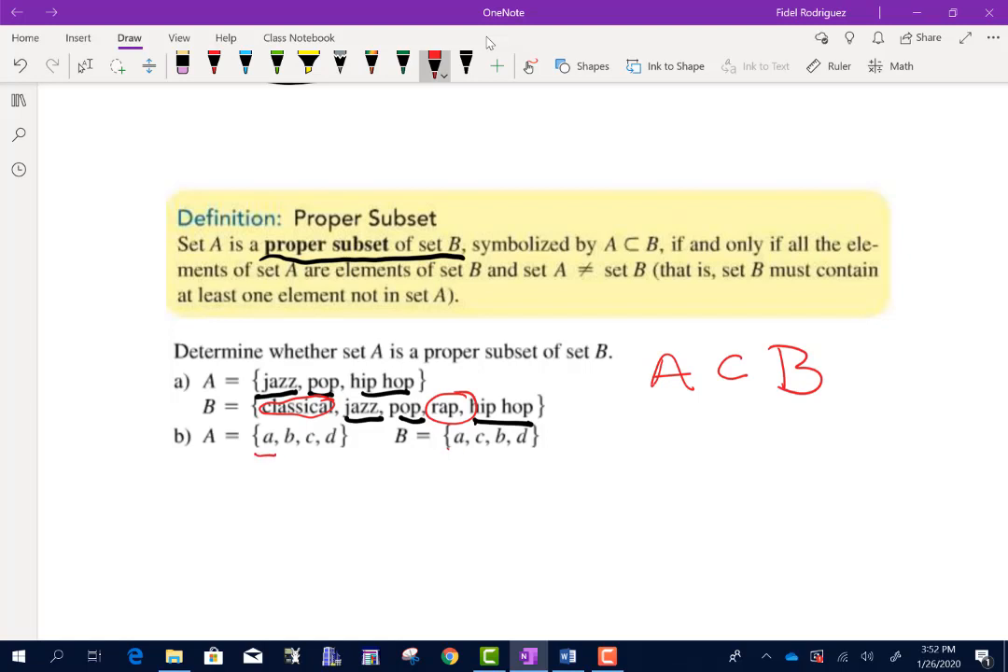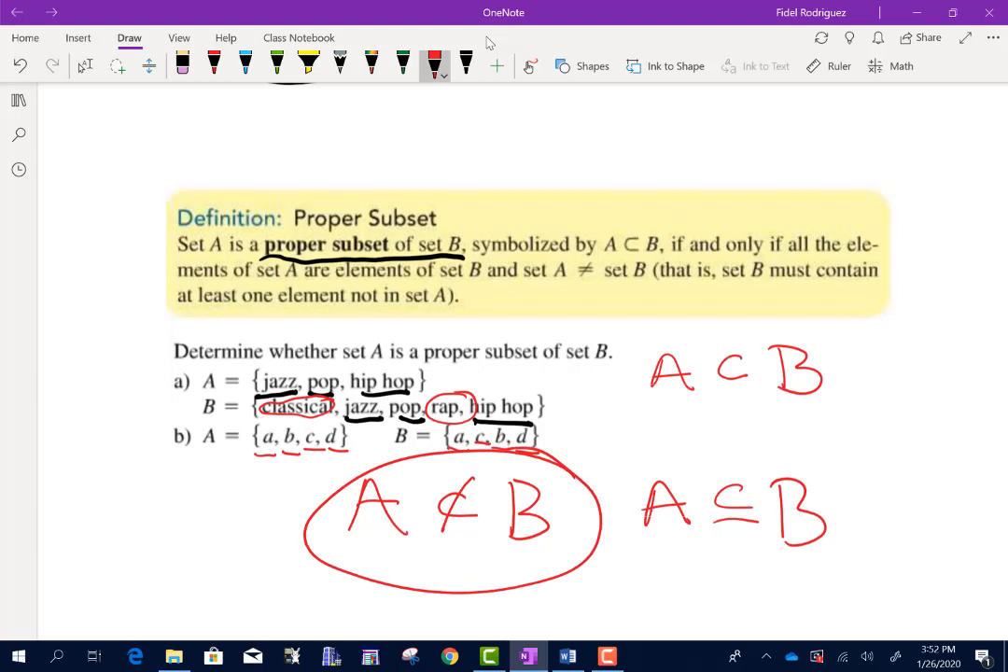Here's A, here's A, here's B, here's B, here's C, here's C, here's D, here's D. There's nothing left over here that wasn't over here. So in this case, we would say A is not a proper subset of B. Now, I do want you to notice that A is still a subset of B because everything in A is also in B. It's just not a proper subset. Again, in order for it to be a proper subset, B has to have at least one more element that A doesn't. Okay.